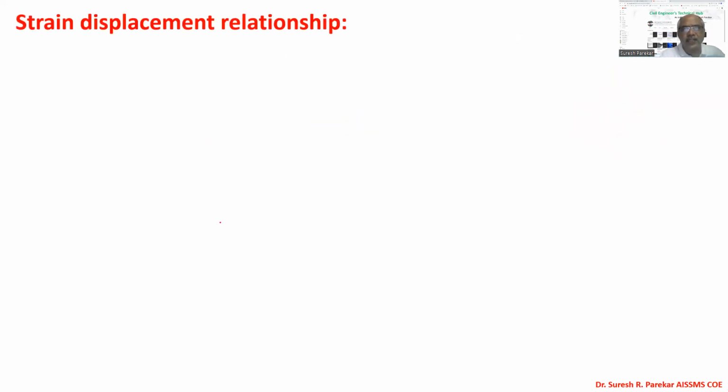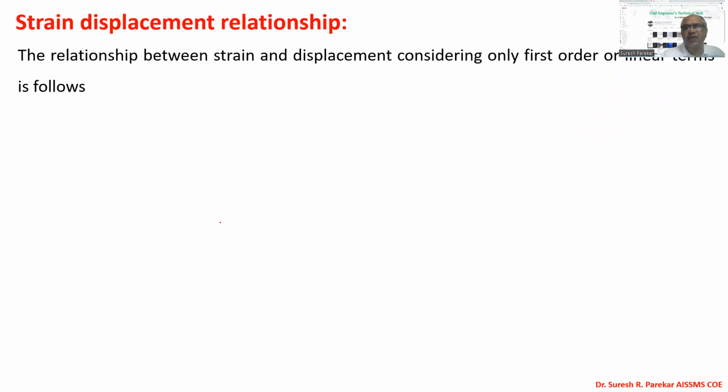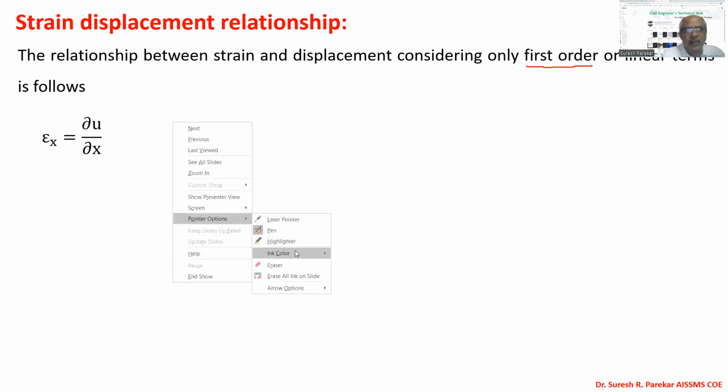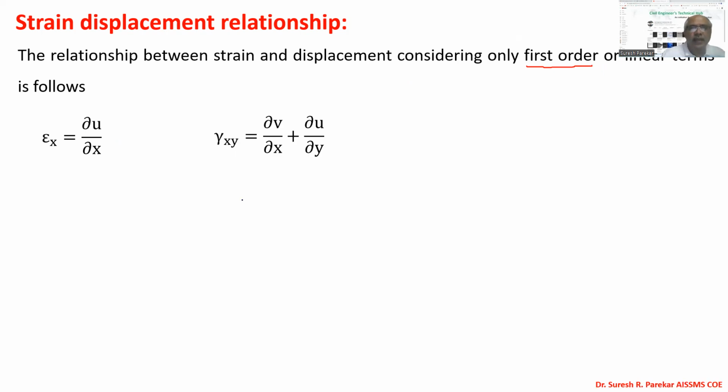Now for the strain displacement relationship, we are going to consider only the linear part, that is, only the first order term of the strain relation or strain equation. And that we will get as epsilon X equal to dU by dX. This will be the normal strain. And then we have shear strain, which we will get as gamma XY equal to dV by dX plus dU by dY.